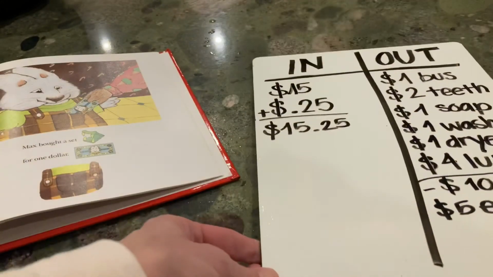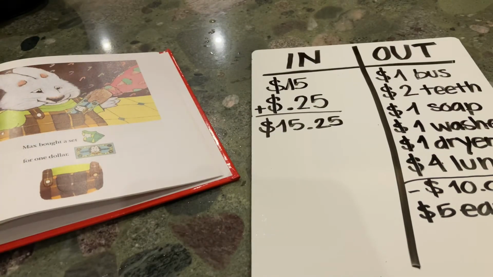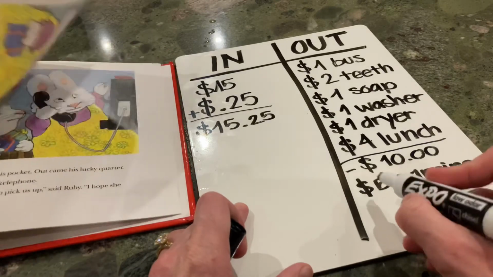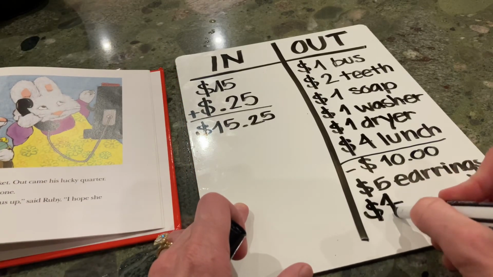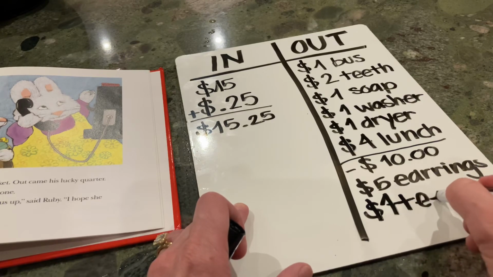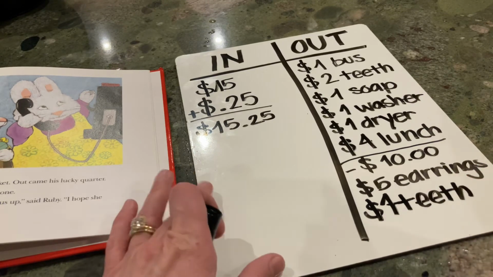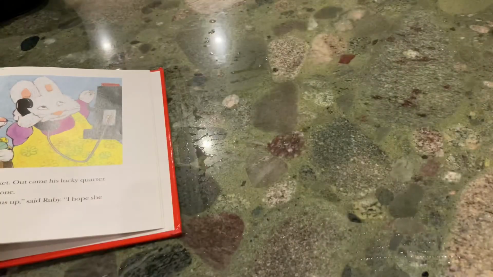All right, we're going to have to add that to our budget sheet. Okay, so $1 for more teeth. Oops, forgot the dollar. Okay, $1 for more teeth. Oh my goodness, are they going to have to go to the laundromat again?